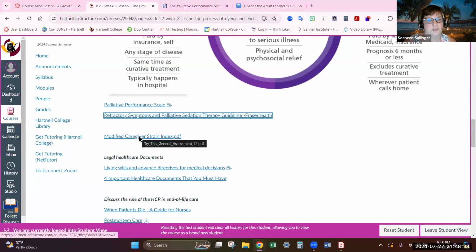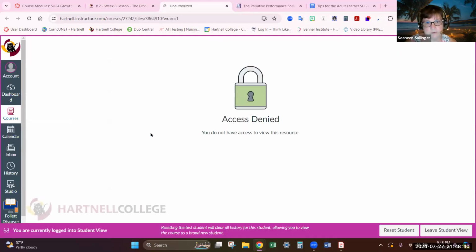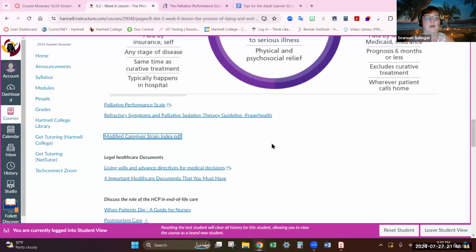There's also, which I love, something called the modified caregiver strain. Oops, I didn't open that up yet. I will go back and look at that. Which is actually a scale of telling you how much strain the family member is feeling. And so I think that's really important because I think sometimes people forget about that significant other or the person that's helping care for the person that's dying. So I like that one. I'll make sure that one opens up.